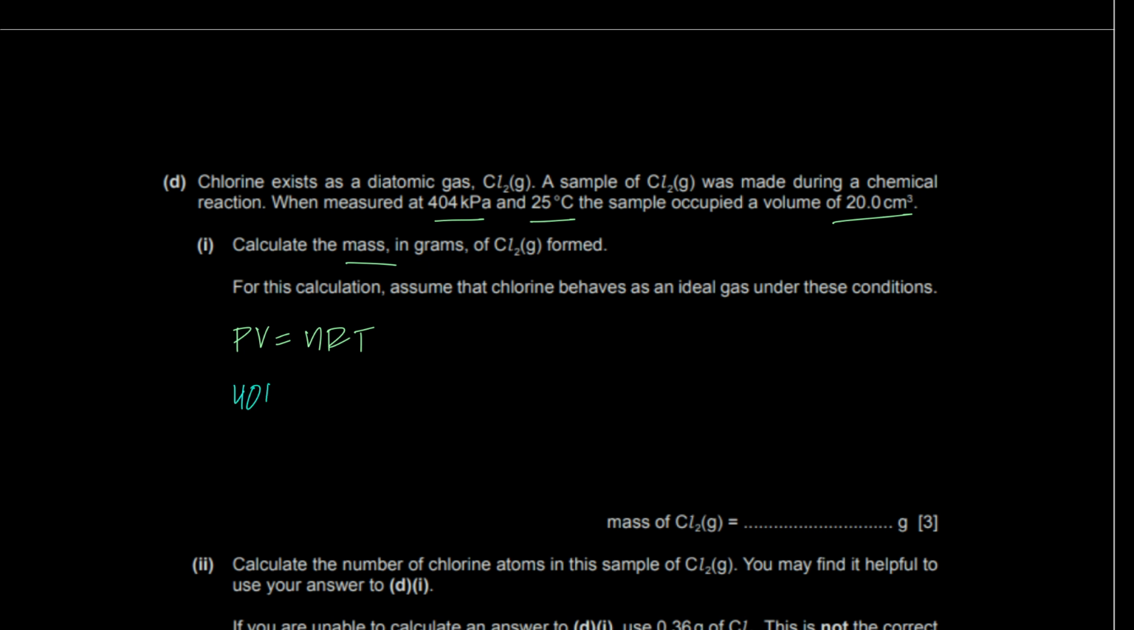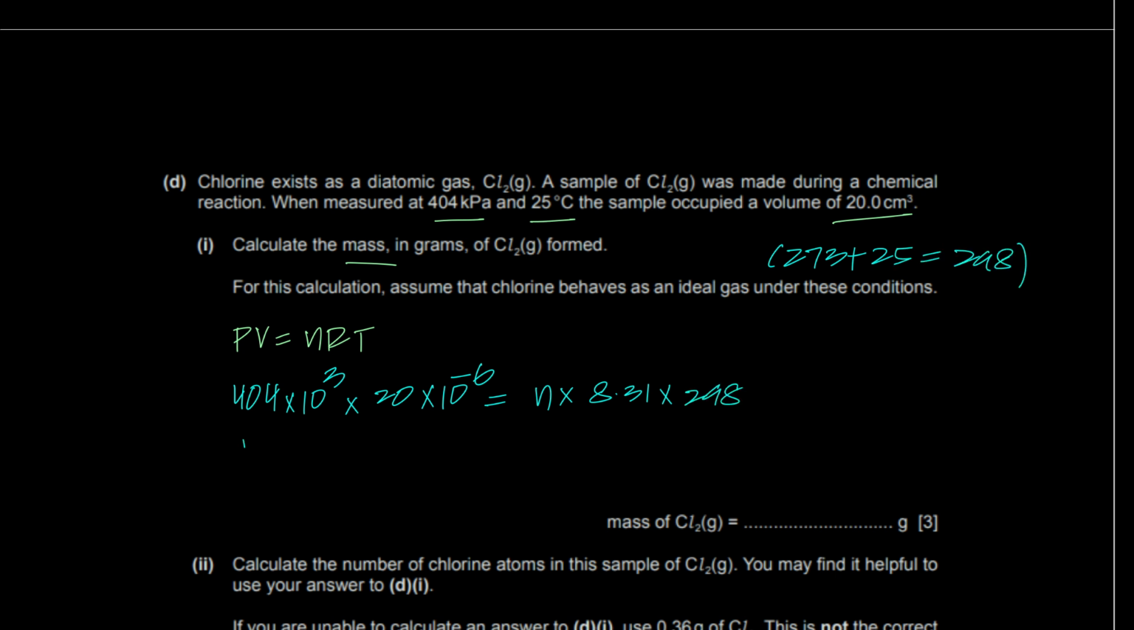So what's the P? P is 404 into 10 to the power 3, because it's kilopascals. So convert the kilo into 10 to the power 3. Then its volume. Volume is 20 cm cube, 20 into 10 to the power minus 6, converted into meter cube. That's why. Moles we need to find. R is 8.31. Temperature is what? 273 plus 25, which equals 298 Kelvin. So times it by 298. Please always write the expression. 404 into 10 to the power 3 into 20 into 10 to the power minus 6 divided by 8.31 into 298. Always write the expression.